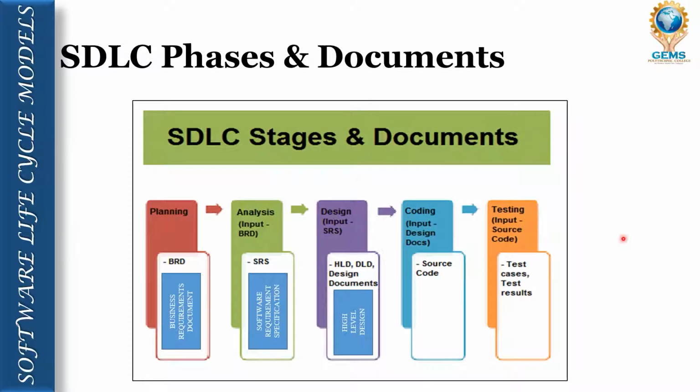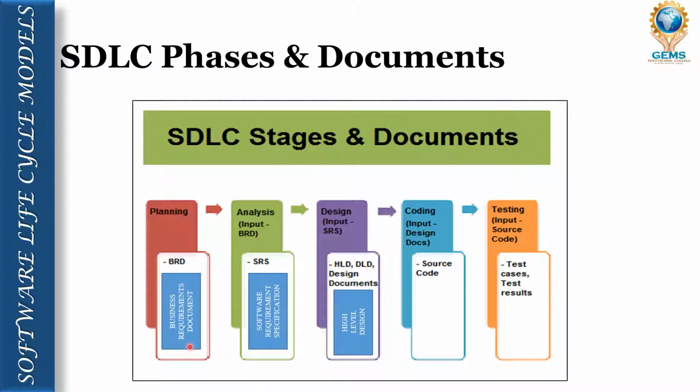Now phases and documents. Each phase is associated with some documents, because documents play an important role in the field of the development life cycle. So when we go for planning, which document are we going to maintain? The document name is BRD, the business requirement document.